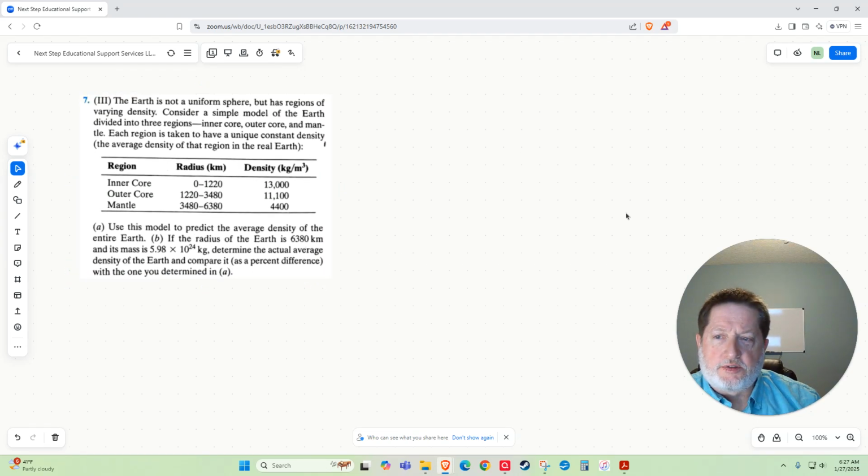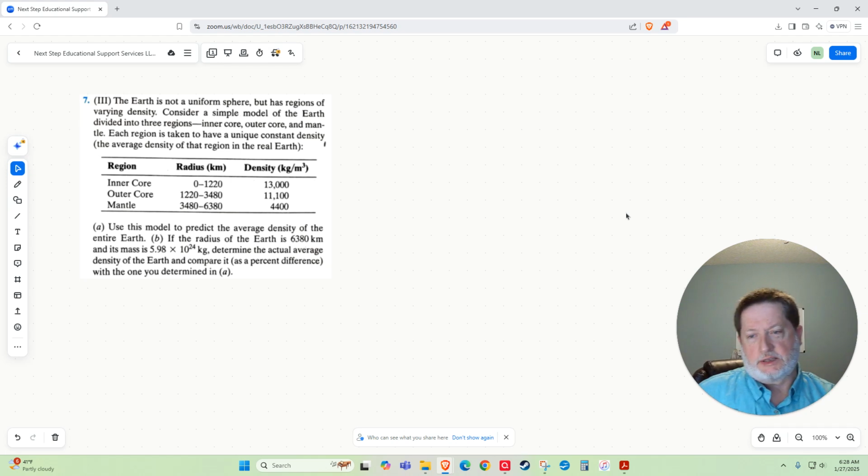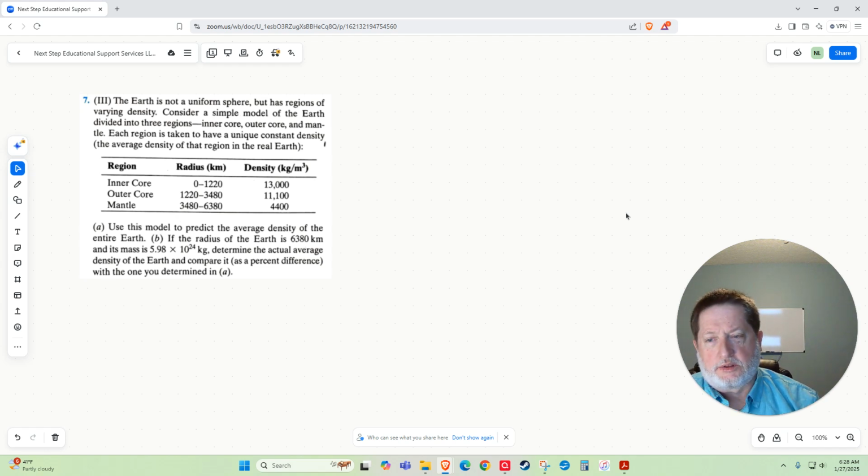This problem reads, the Earth is not a uniform sphere, but has regions of varying density. Consider a simple model of the Earth divided into 3 regions, inner core, outer core, and mantle. Each region is taken to have a unique constant density, the average density of that region in the real Earth. So you're given the 3 regions there, each with their own radius, as far as where they apply, and then the density of each region.